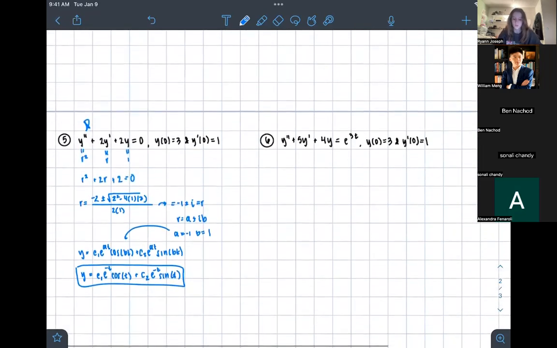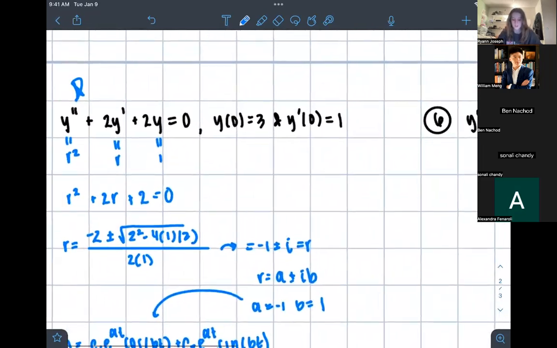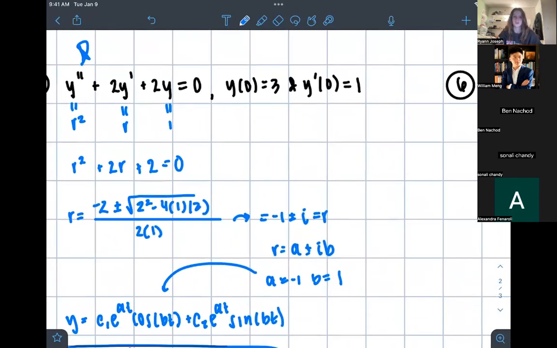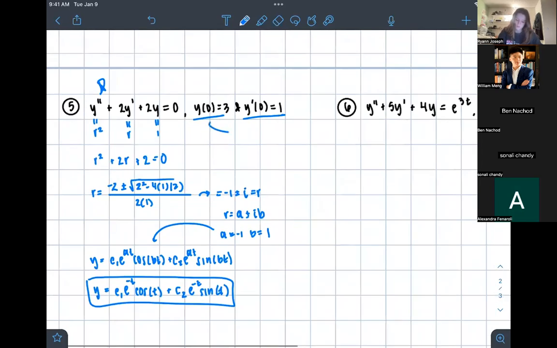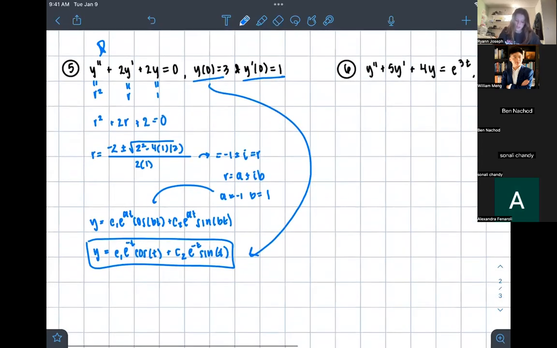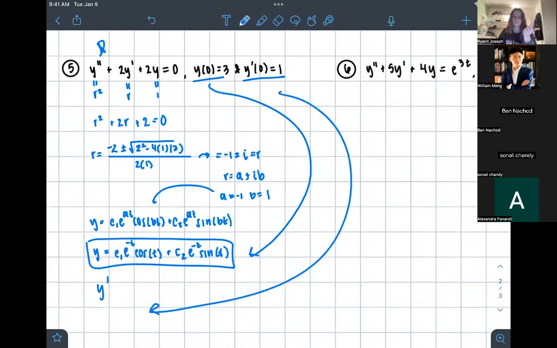Again, you can solve for the constants. When you have a second order differential equation, to solve for the constants, you need 2 initial values. And the way you would solve this is you'd plug this value into this guy, and then you'd have to take the derivative of your solution and plug it in here, which will allow you to solve for C1 and C2.